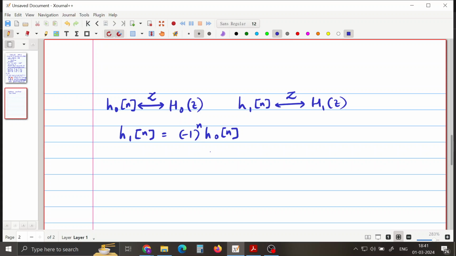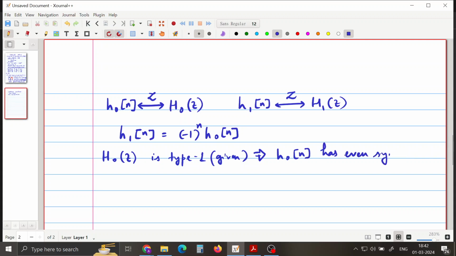That's what I mean. So if you try to visualize this, h naught of z, I'll rewrite it. H naught of z is type 1. This is given in the question, which automatically implies that its corresponding impulse response, small h naught of n, has even symmetry. We saw the table, right? And also it has even order.